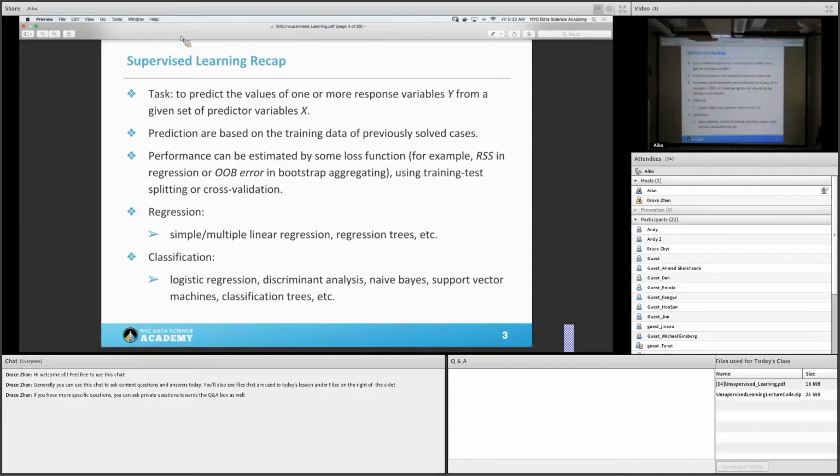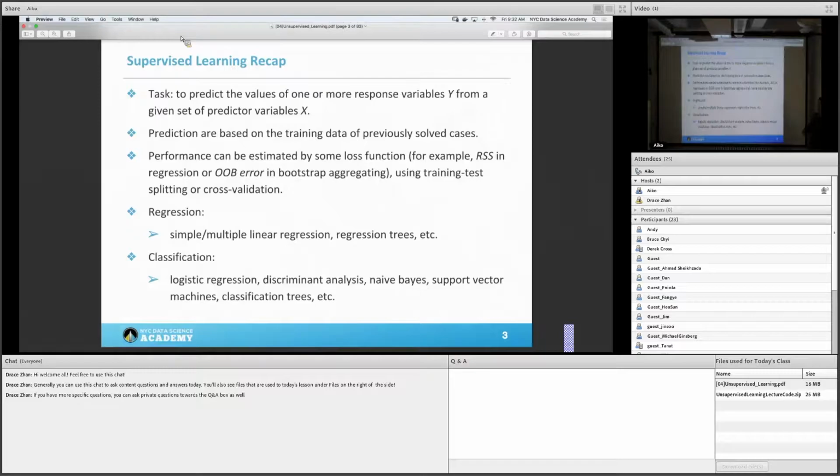Usually it's RSS in regression, or classification error, or out-of-bag error. OOB means the out-of-bag error in bagging or random forest. In classification, you usually use the classification error as your gauge. And then you use a train-test split or cross-validation to justify there's no overfit.